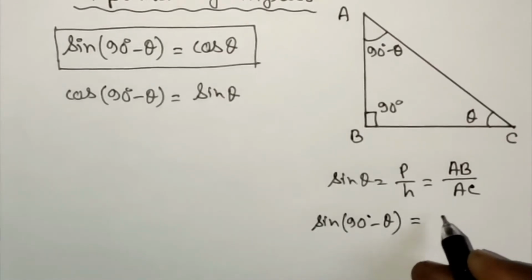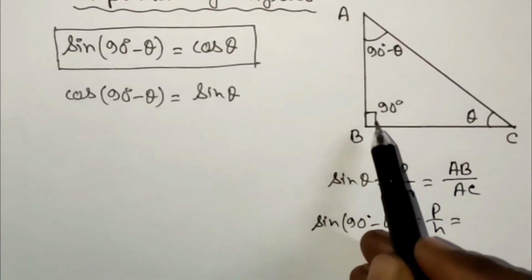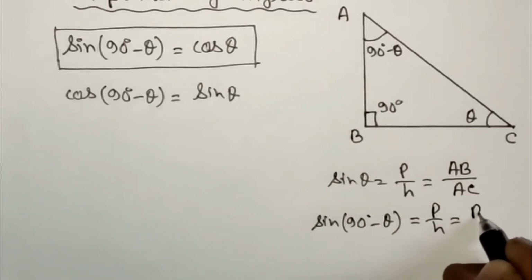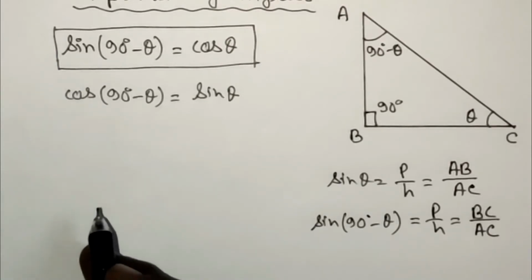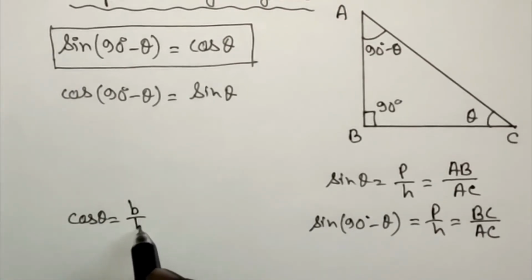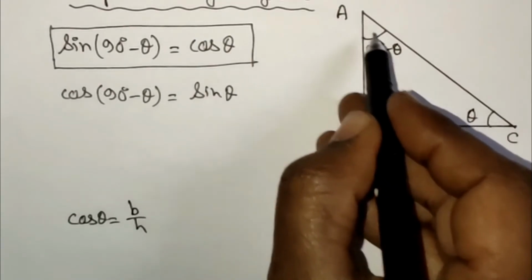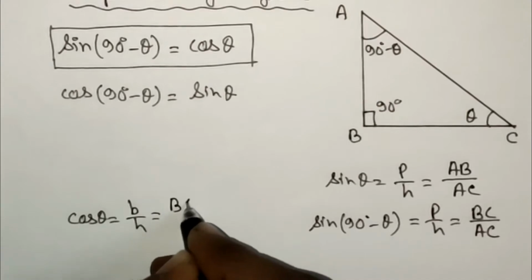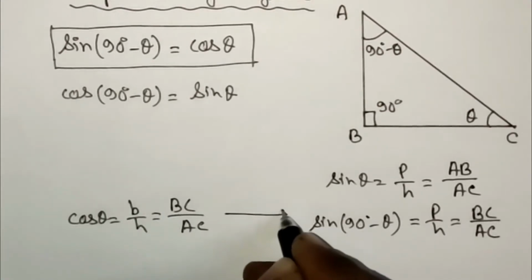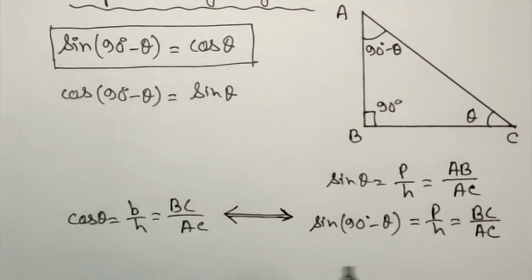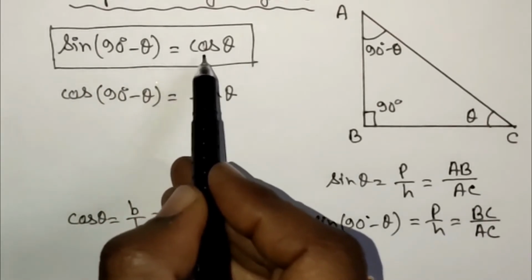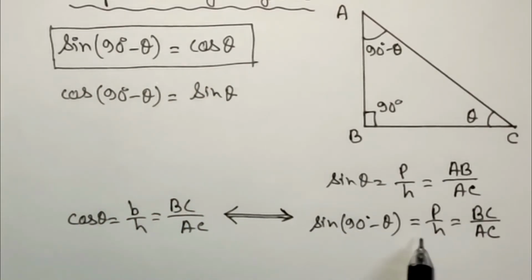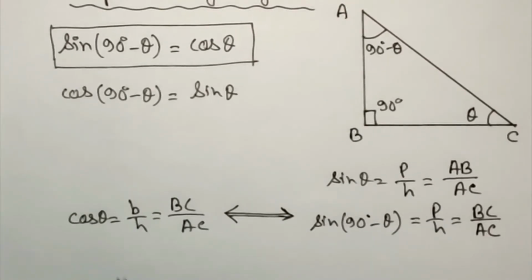So if we consider sine of 90 degree minus theta, then perpendicular by hypotenuse, in this case with respect to this angle, perpendicular is BC, hypotenuse is fixed which is AC. Now what is the value of cos theta? We know cos theta is equal to base by hypotenuse. For theta, the base is BC and hypotenuse remains constant which is AC. So look, these two values are the same, that is we can write sin 90 minus theta is equal to cos theta.